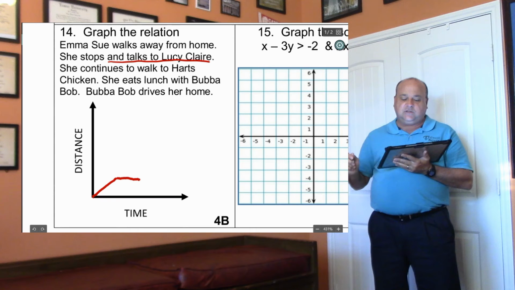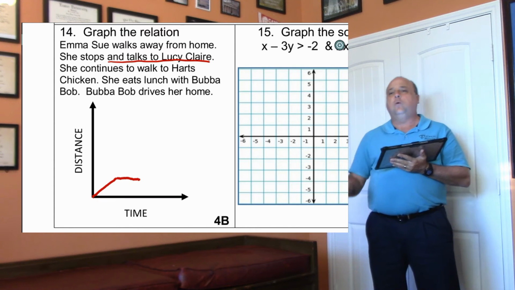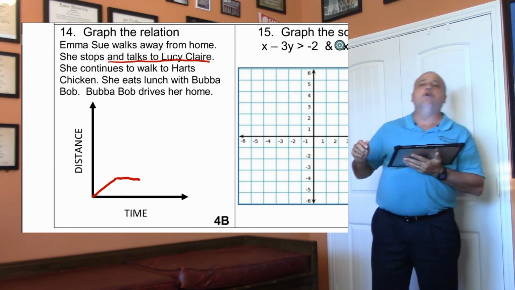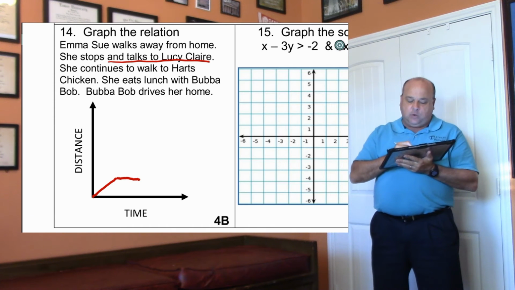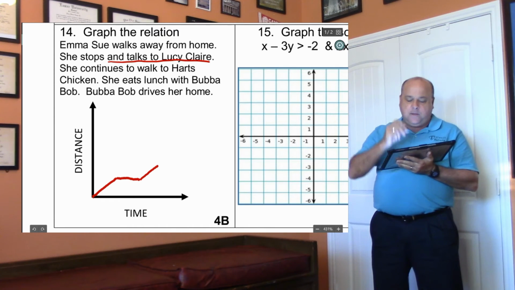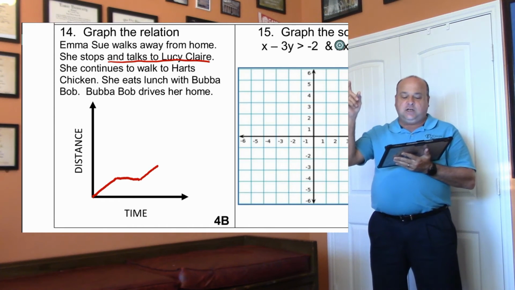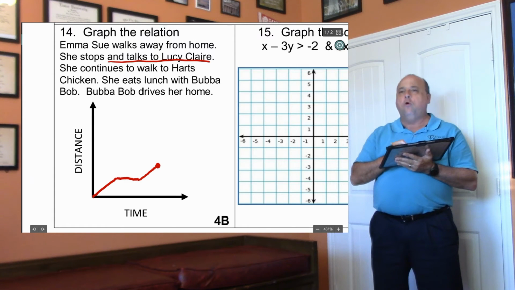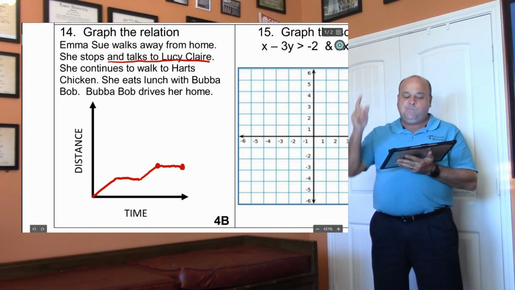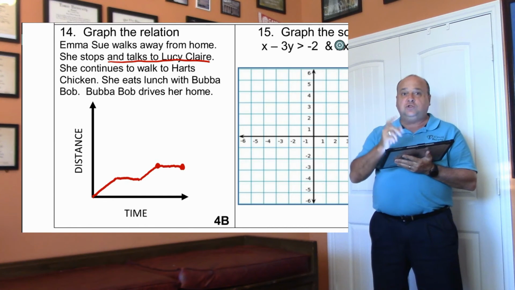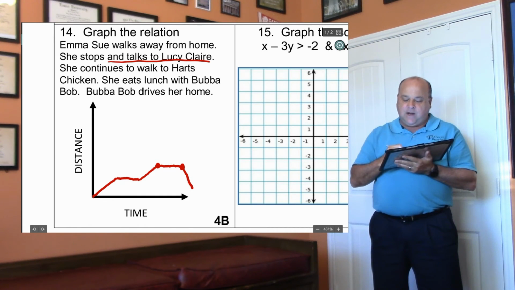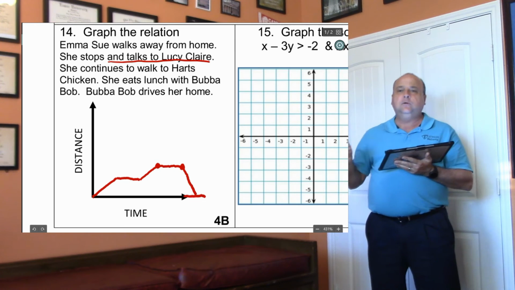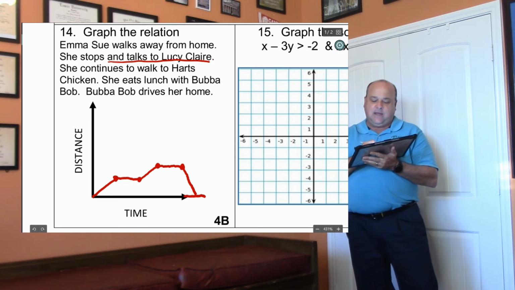So her distance doesn't change. She continues to walk to Hart's Chicken. So if she's walking, you would assume it would be the same rate. Okay, she eats lunch with Bubba Bob. Great place for a date. Then Bubba Bob drives her home, so she's going to be going home quicker, and the line will be a little bit steeper. Okay, so that's basically that problem, right?